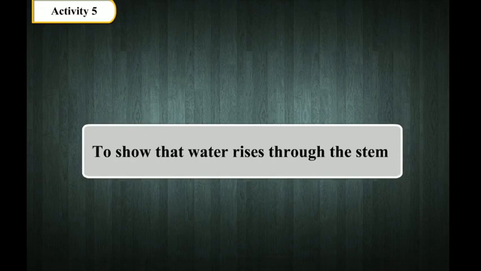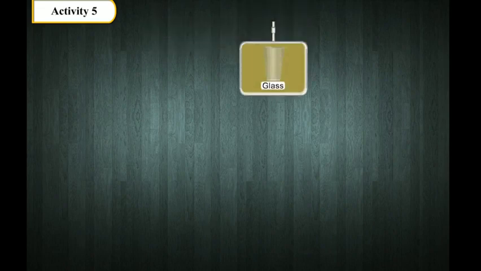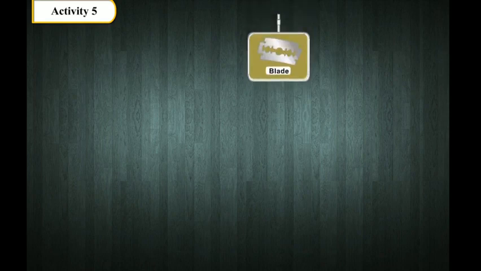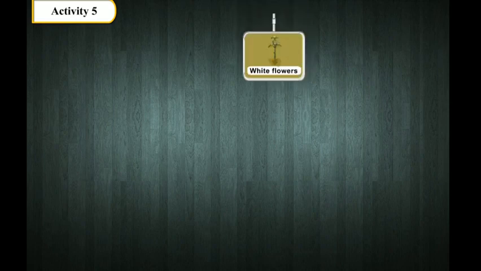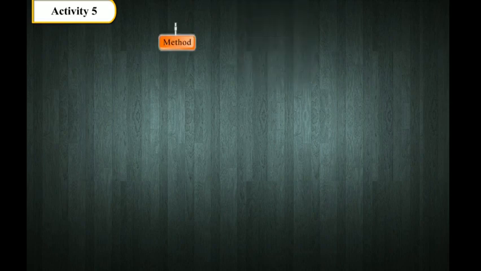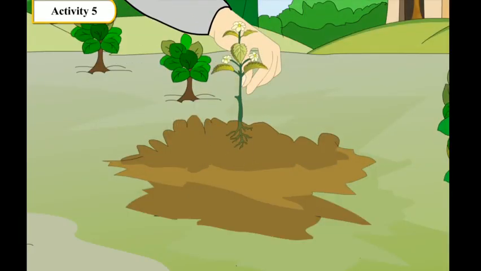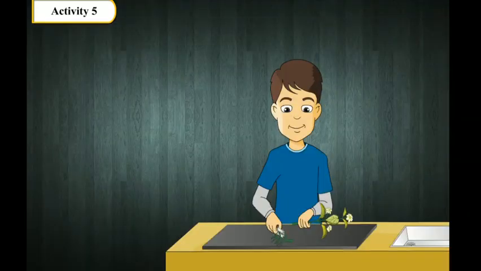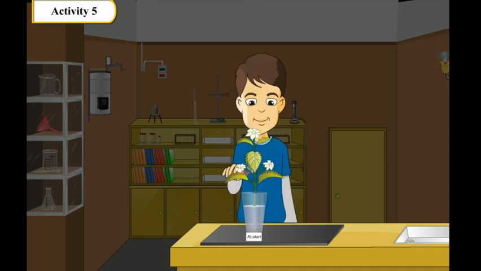Activity 5. To show that water rises through the stem. Things needed: a glass, water, red ink, blade, stem of tuberose, Rajnigandha or balsam with white flowers. Method: gently pull out a balsam plant or a tuberose plant with white flowers from the soil. Cut the roots with the help of a blade. Dip the base of the cut stem in a glass containing water, to which a few drops of red ink have been added.